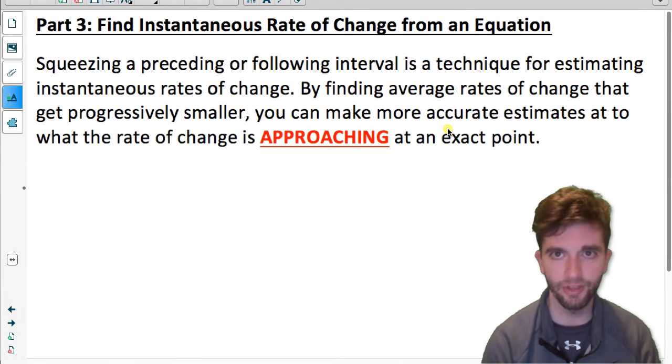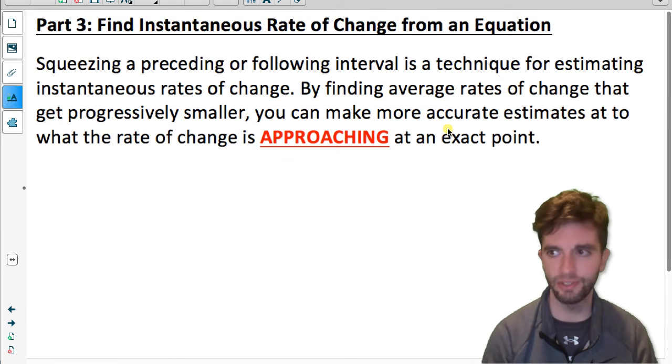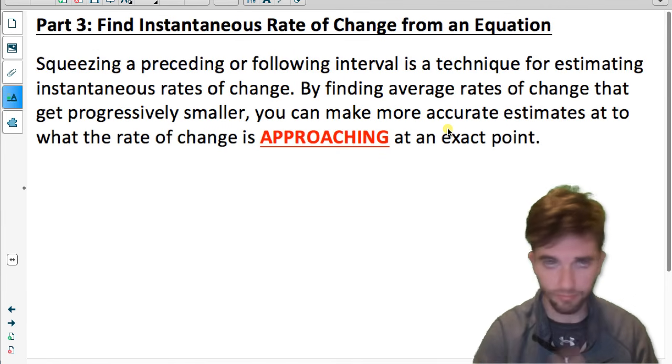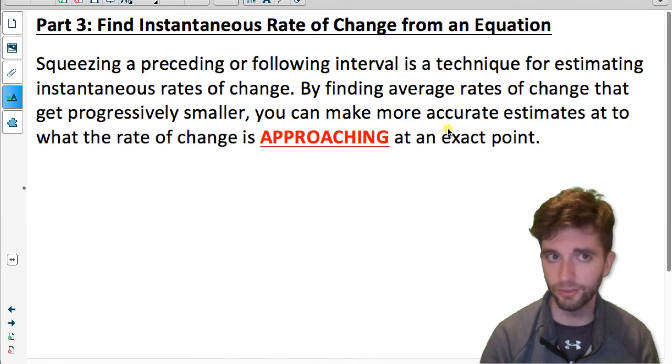Okay, the last part of this lesson, and this is the most important part because this is going to lead us into limits and then into calculus. So this is going to be an important example to understand. We're going to find an instantaneous rate of change just from the equation, no graph.